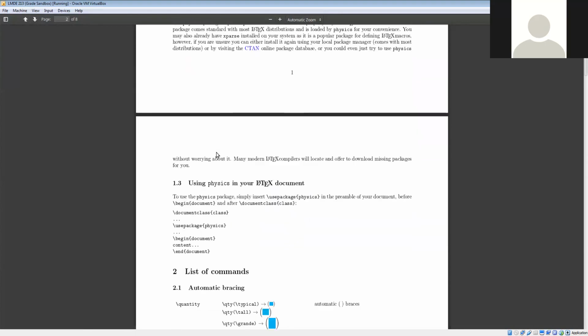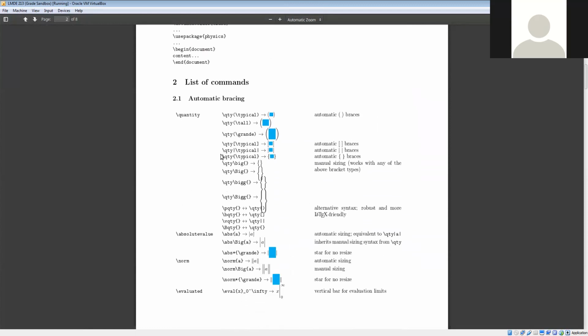So if we just go down here and look at some of the commands, we've got like a quantity command, right? Which is basically all of these commands are set up to give you automatic sized parentheses. Like if you put a fraction inside of parentheses, you need to use something that will resize the parenthesis based on how tall the fraction is. So these things are set up to do that.